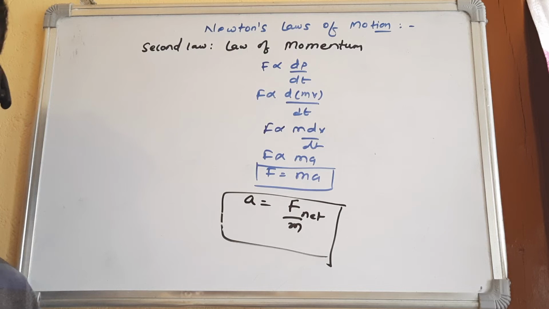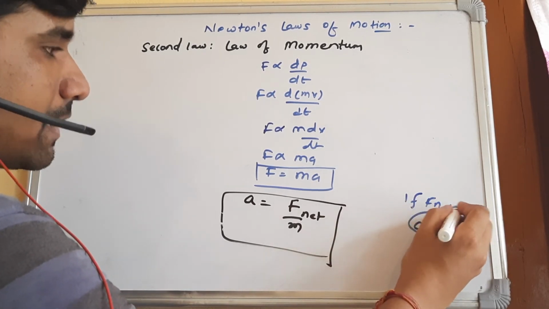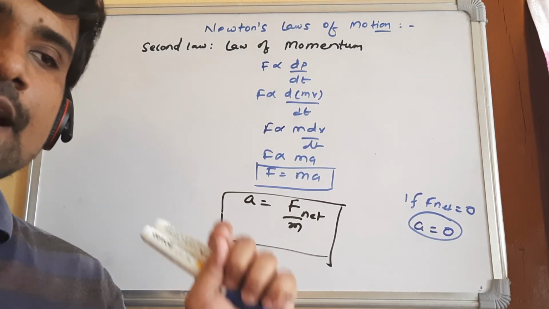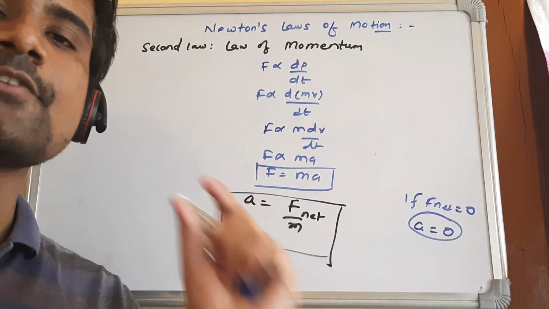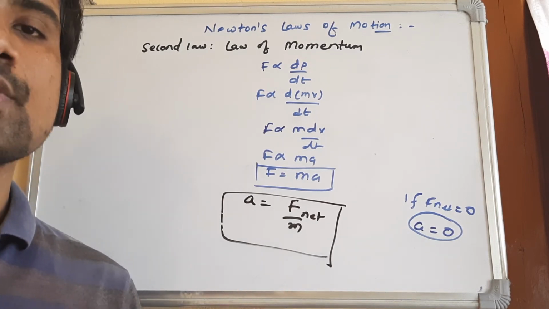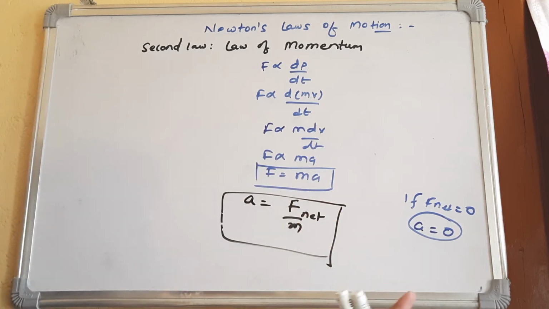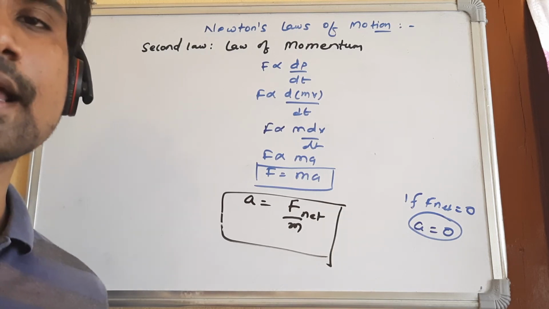Let's see how it relates to the first law. Let's say the net force on a system is 0. What happens? Acceleration will be 0 if net force is 0. And if acceleration is 0, it basically means that if an object was stationary, it will stay stationary, or if it was moving with some velocity, it will not change its velocity. It will move with constant velocity. So if it was at rest, it stays at rest. If it was in motion, it will stay in motion with constant velocity. There won't be any acceleration. Correct? So now we are able to relate the first law with the second law.